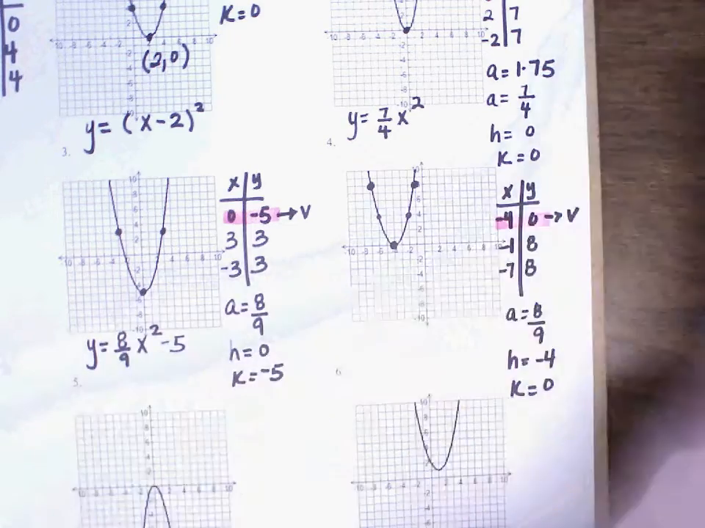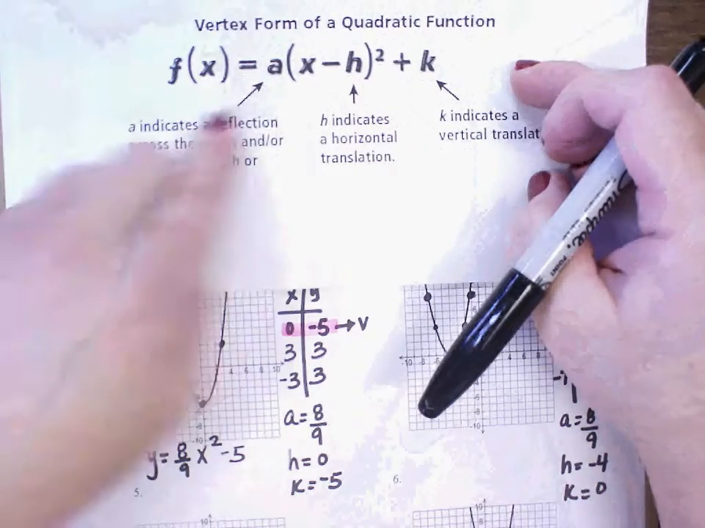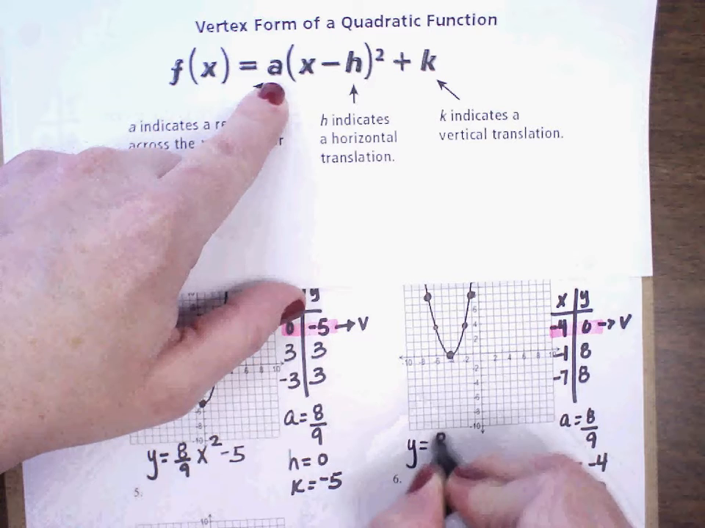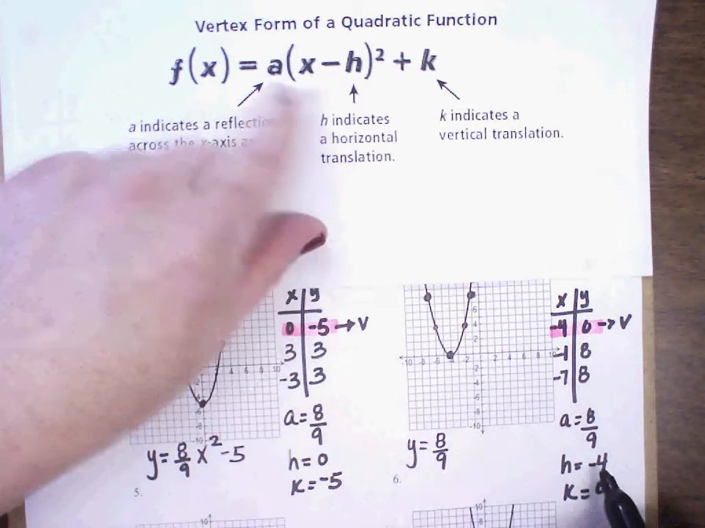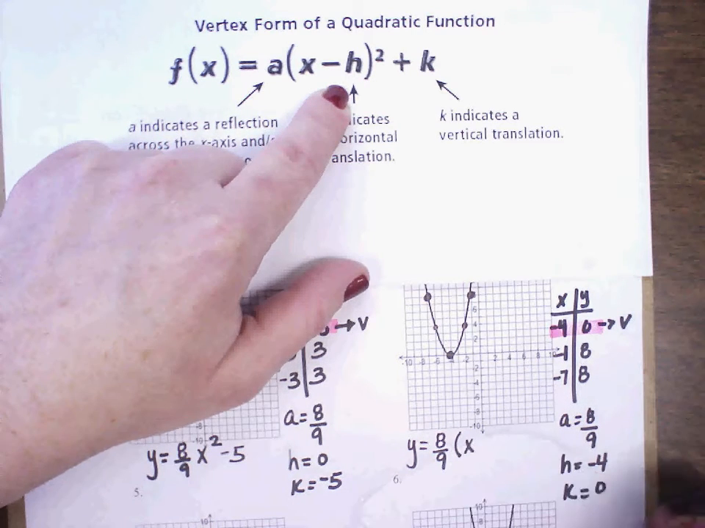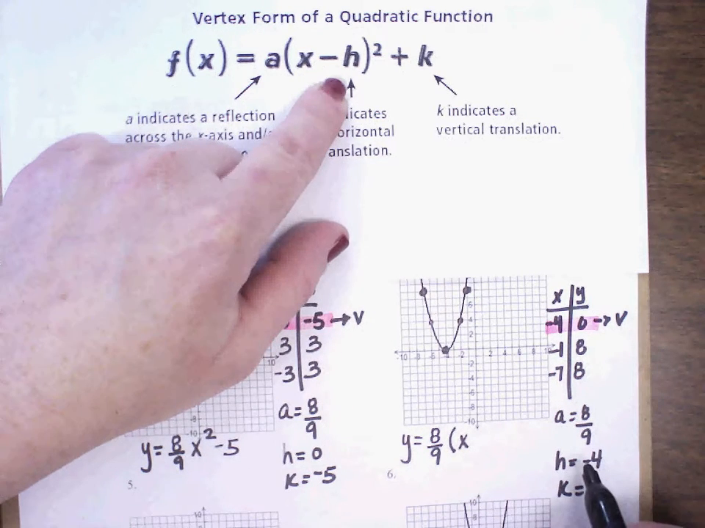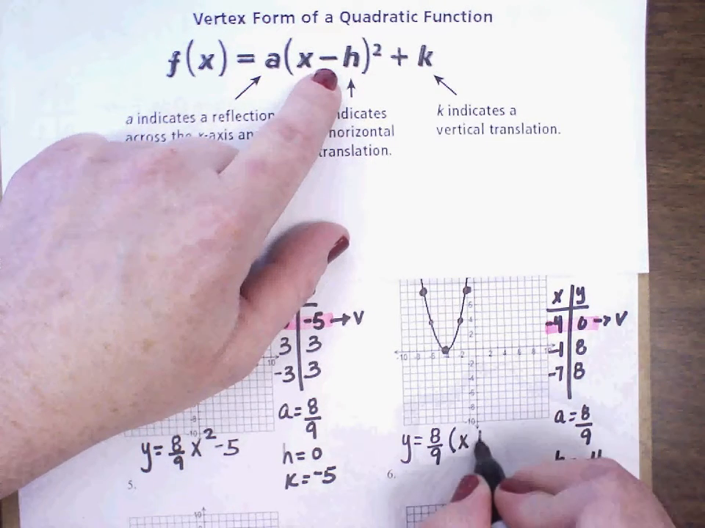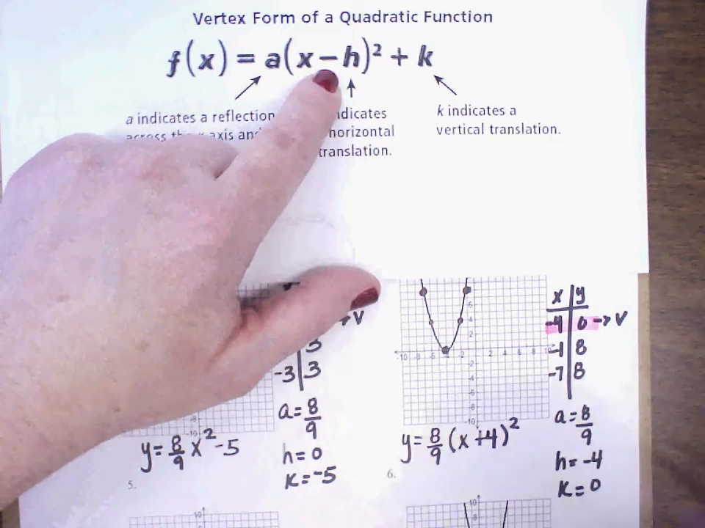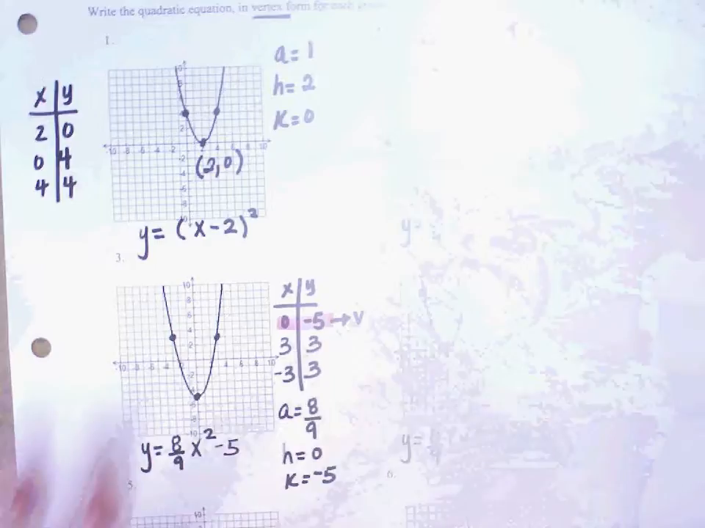So now I got to come over here and plug it in, right? So Y equals 8 ninths. Do I have an H? Yes, so I have to put the parentheses. You see the difference? And X plus 4, because that negative times that negative will be positive. And then that's it, because I don't need to say plus 0, right? Are we good? All right, do you think you can do 5 and 6 as a group? Go for it.